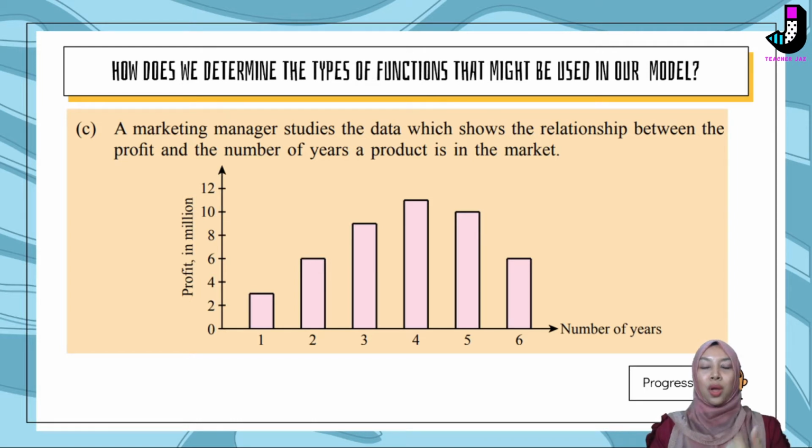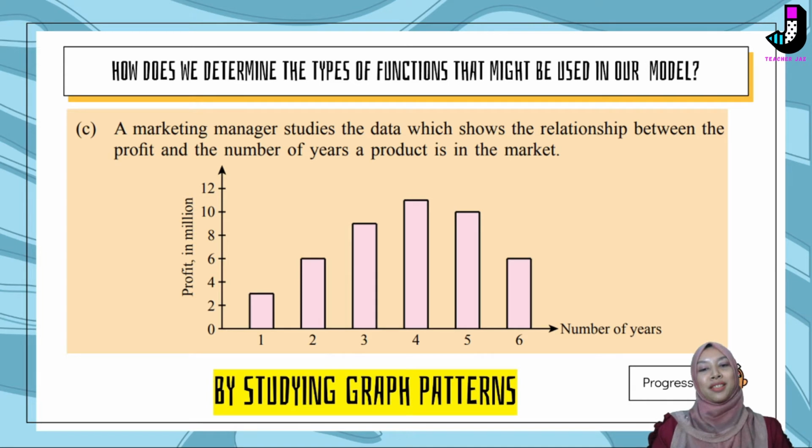So how to determine the type of function is by studying the graph patterns that we get from the data that we collect. Means sewaktu proses kita cuba untuk menyelesaikan masalah tu, we're going to collect the data. From the data, we'll draw a graph. From that graph pattern, we will know what type of function can be used.